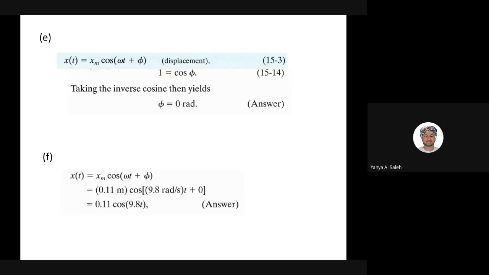Now the angular displacement needs to always be in radians. We cannot have an angular displacement which is in degrees. All the calculations need to be in radians. My final equation, xm cosine omega t plus phi: we substitute what is xm, we have calculated omega before, so we write it there. t plus phi, we calculated phi to be 0, so it's 0.11 cosine 9.8 t.